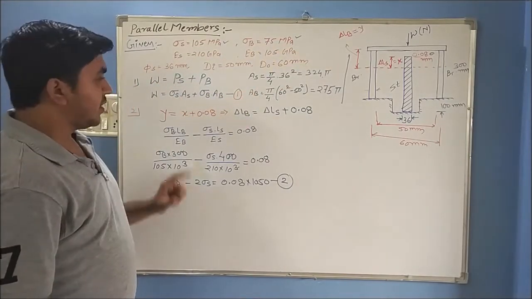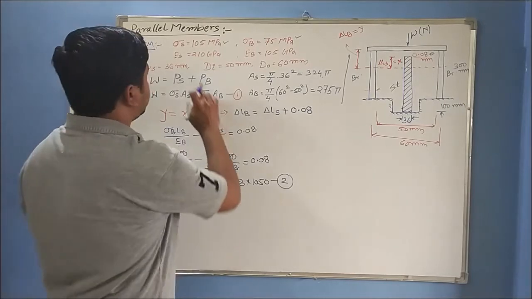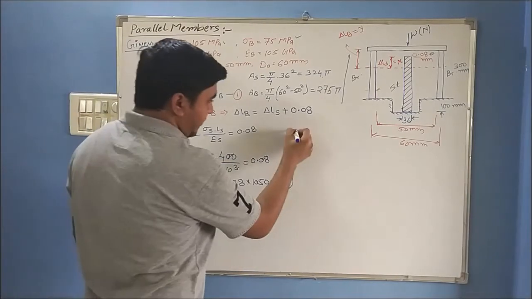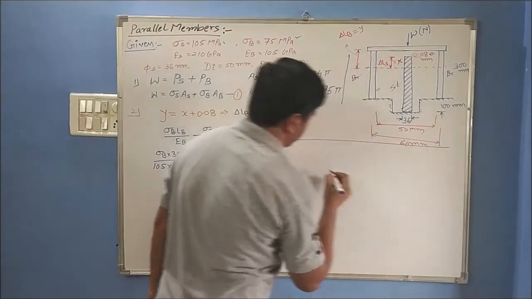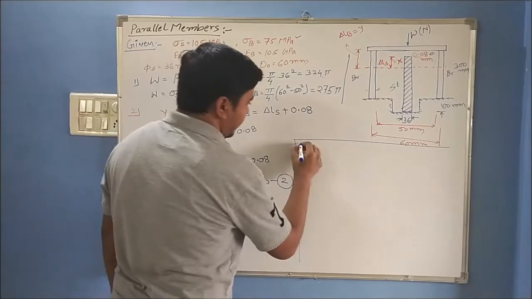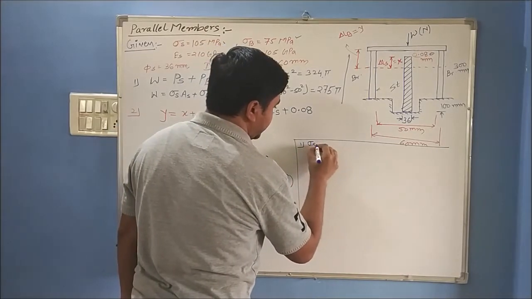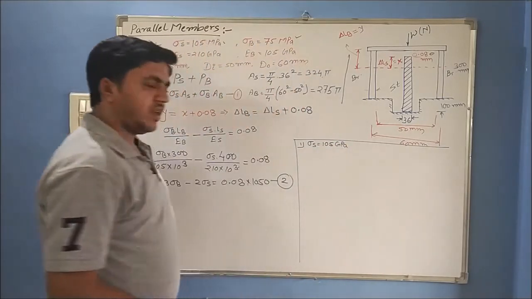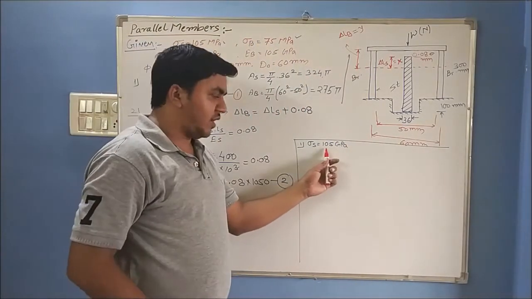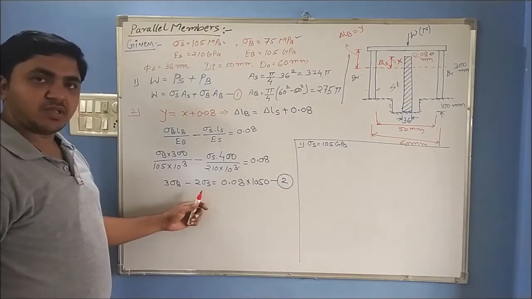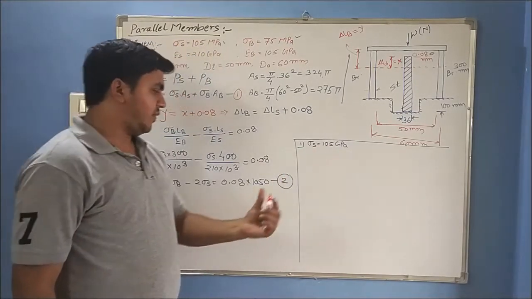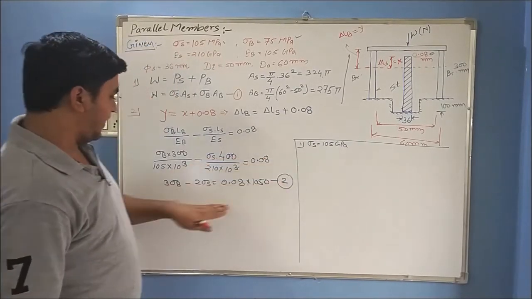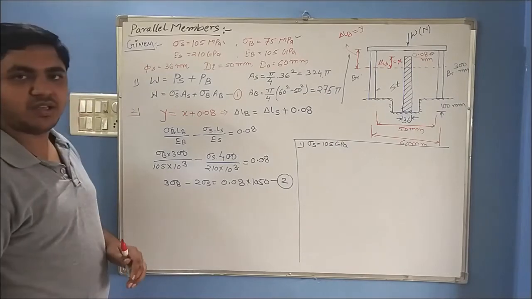What will we do first? We'll take the first value, that is the stress of steel. Let's say the first value we are going to take is stress of steel, 105 GPa. So this value we are taking now. For this value we'll find the corresponding value from equation number 2. We'll compare this value with equation number 2. So let's put this 105 in this equation and we'll find the value of stress of brass.